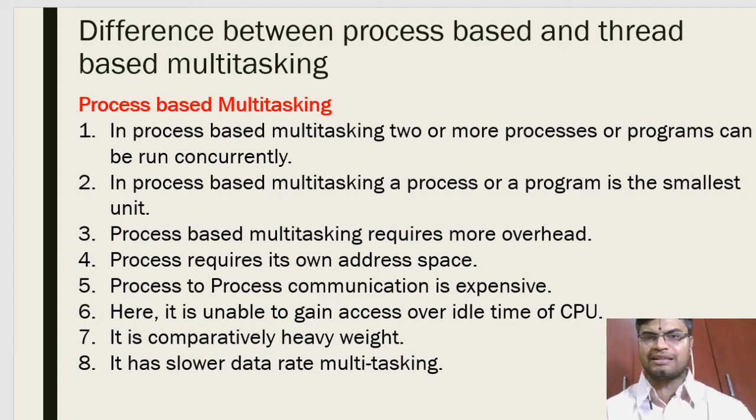Second point, in process-based multitasking, a process or a program is the smallest unit. That means the complete program or the process is running on that particular processor. There is no smaller unit than a complete program, right? What it means we will understand a little better in the next slide. Okay, third point, process-based multitasking requires more overhead. That means it requires more space to run, more time to run, right? This is nothing but overhead. So it requires more of your hardware, for example memory, right? More time in the CPU, all these things are required for you to run a complete program on the processor.